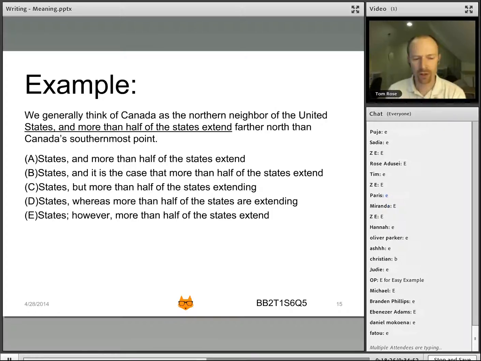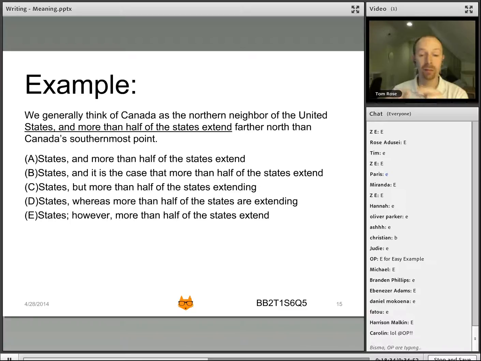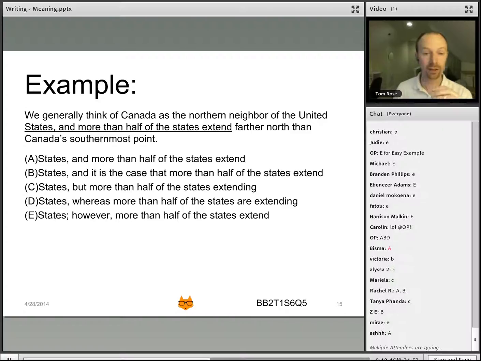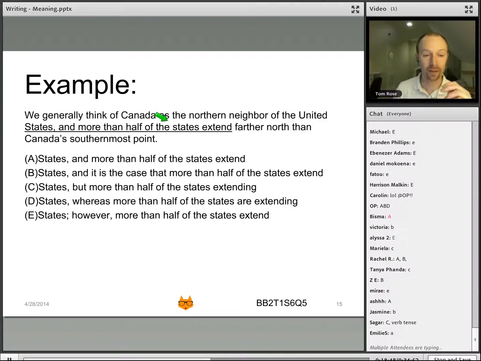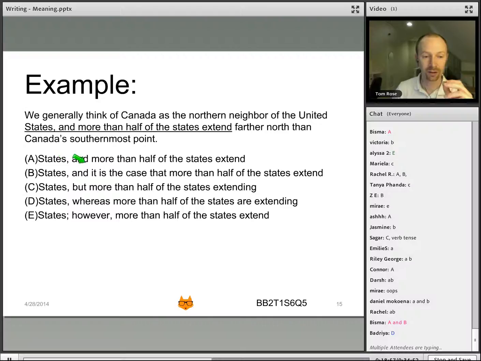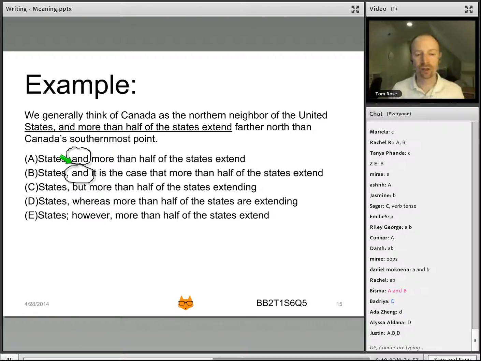So, forgetting for a moment about which one is correct, which ones of these are incorrect because of a meaning problem? Okay, Rachel's saying A and B. Yeah, let's list some of these. So A, notice that A has comma and as its conjunction. And so does B. Is that the appropriate conjunction for what the author's trying to say?